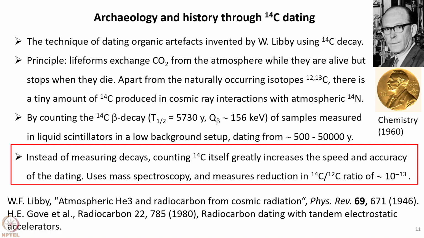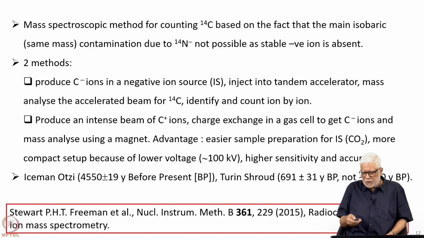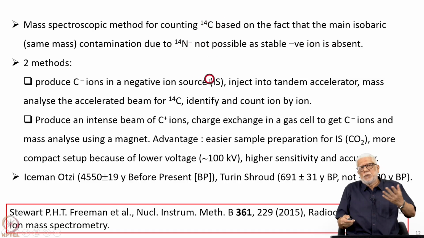That is a very recently developed method, maybe of the order of 5 years ago. The mass spectroscopic method of counting is based on the fact that the other isobar which can lead to contamination, nitrogen 14, is not possible because it is not a stable negative ion. So there is basically no contamination when you are detecting carbon 14. There can only be scattered particles and so on, or some impurity in the detection zone, but those can be easily identified and removed.